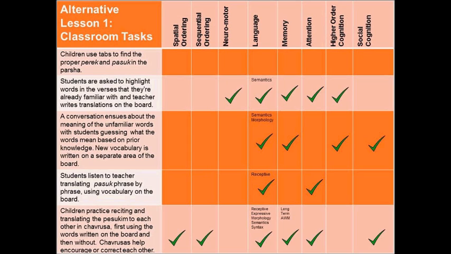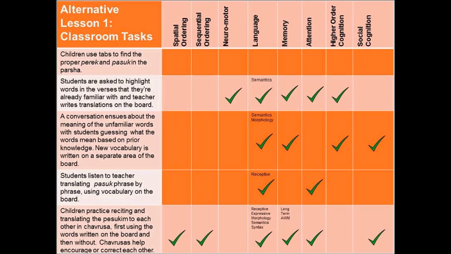Children use tabs to find the proper perek and pasuk in the parsha. Students are asked to highlight words in the verses that they're already familiar with, and the teacher writes the translations on the board. A conversation ensues about the meaning of the unfamiliar words, with students guessing what the words mean based on prior knowledge. New vocabulary is written on a separate area of the board. Students listen to the teacher translating the pasuk phrase by phrase using vocabulary on the board. And the children practice reciting and translating the psukim to each other in chavrusa, first using the words written on the board and then without.